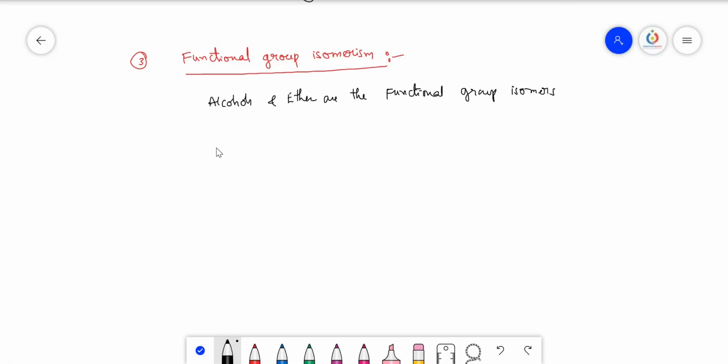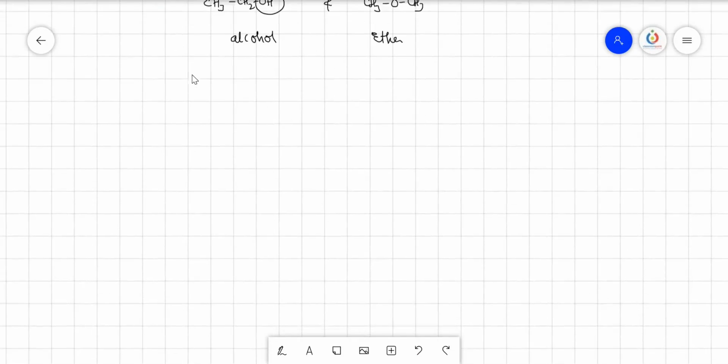Just let us take a simple example. CH3CH2OH. This is ethyl alcohol where OH is the functional group, and CH3OCH3. Here oxygen is the functional group, means an ether compound. So this is an alcohol, this is an ether. They have the same molecular formula, 2 carbons, 6 hydrogens, 1 oxygen, but different types of functional group present in these molecules, and these are called functional group isomers.